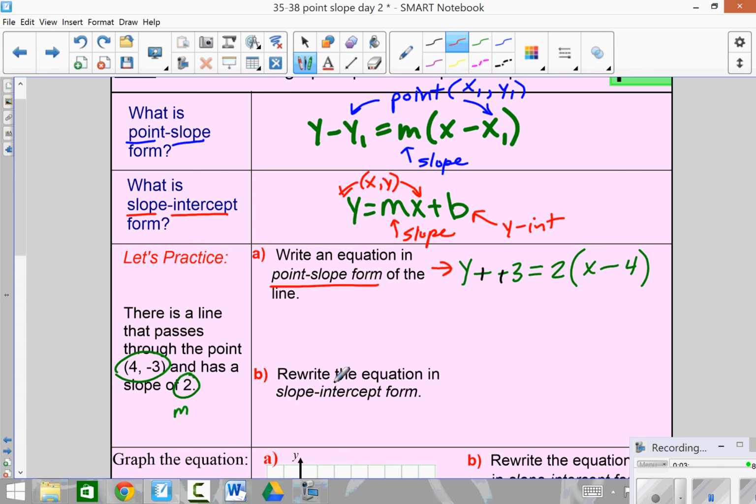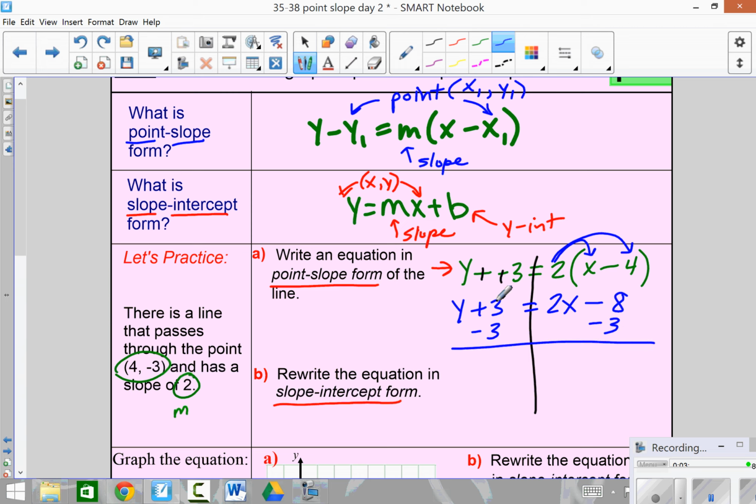Part B says rewrite this equation so it's in slope-intercept form. That would be our y equals mx plus b. Let's rewrite this. I'm going to distribute: 2 times x is 2x, and 2 times 4 is 8, so 2x minus 8. Over here I have y plus 3. I'm going to undo this plus 3 by subtracting 3, and I'm going to end up with y equals 2x, and then negative 8 minus 3 is a negative 5.